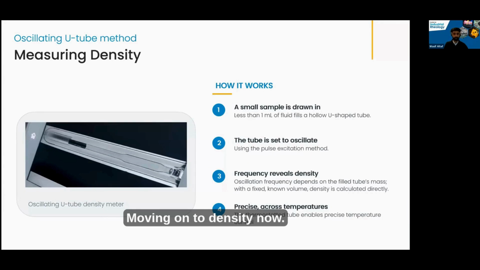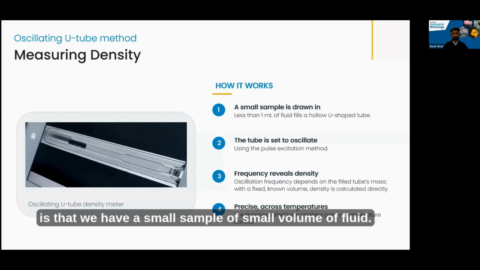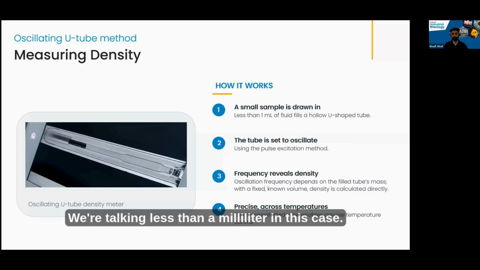Moving on to density now. We used a density meter utilizing the oscillating U-tube method. Simply, the way this works is that we have a small volume of fluid, less than a milliliter in this case, and we draw that into a hollow U-shaped tube, which is then set into mechanical oscillation using the pulse excitation method.